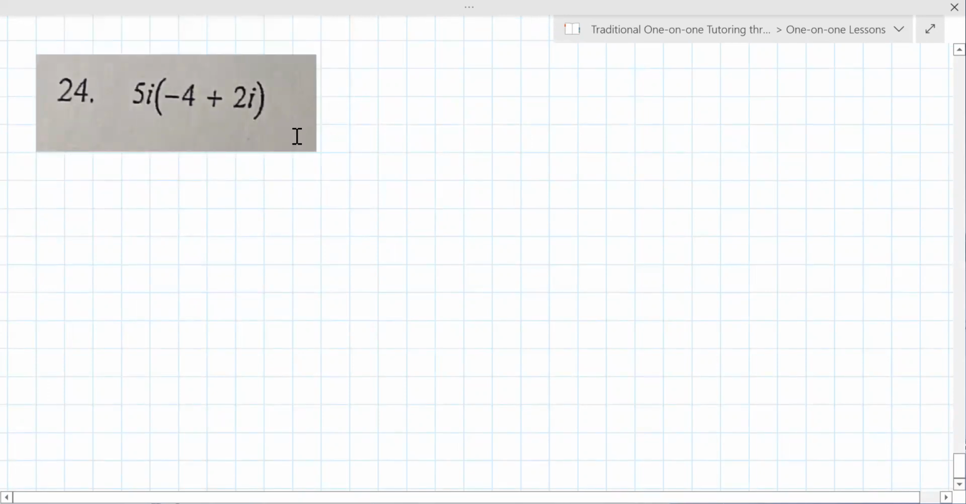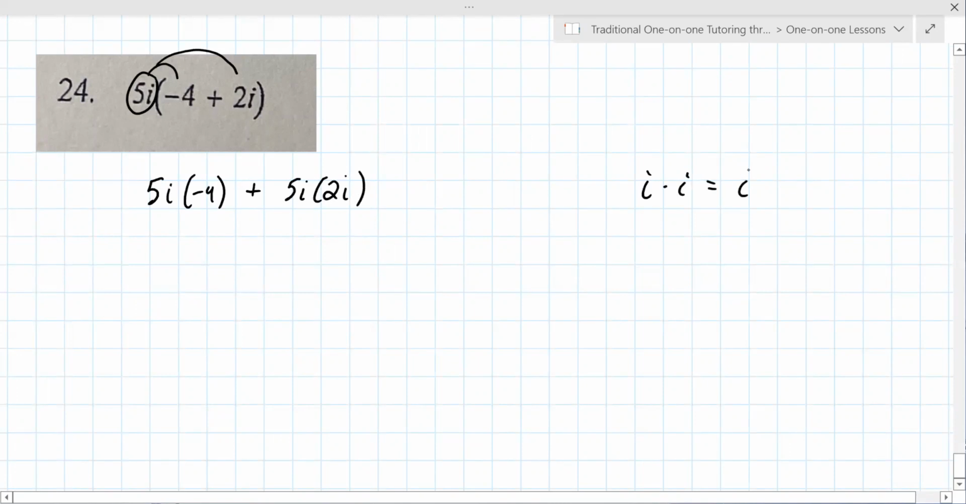So here you're going to distribute in this 5i. You're going to multiply it times both of these. So the intermediate step here is 5i times -4 plus 5i times 2i. i times i is i squared. We'll get to what i squared is, but it is -1, but that's kind of off to the side here. So 5i times -4 is -20i plus 10i squared.